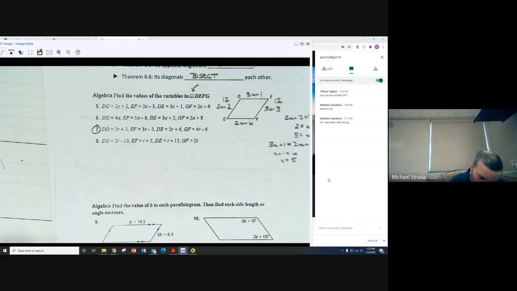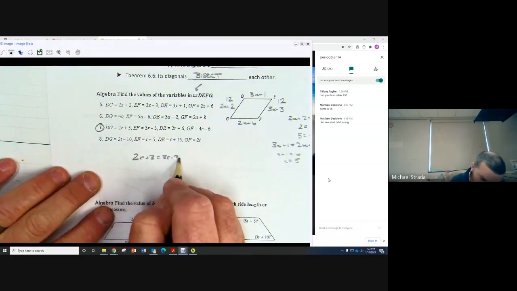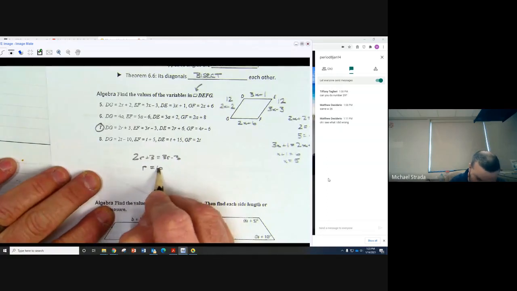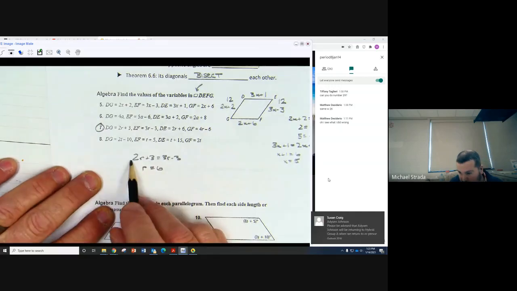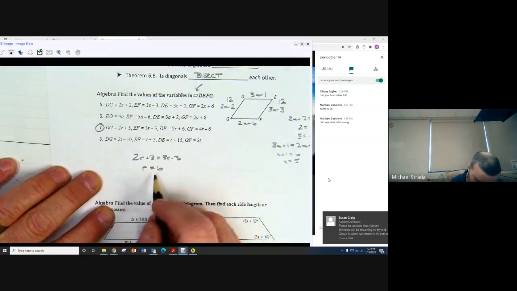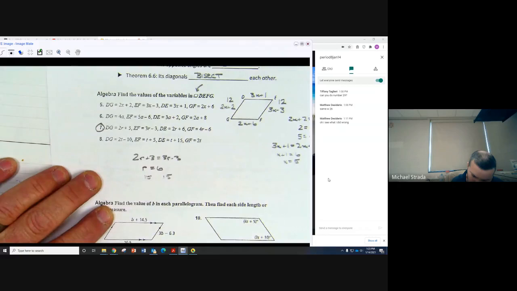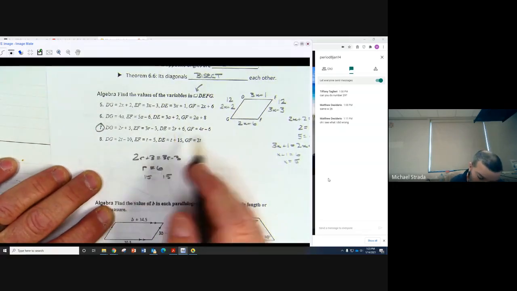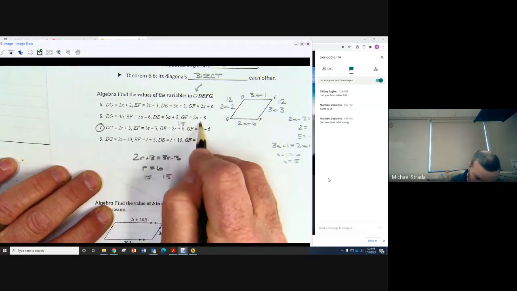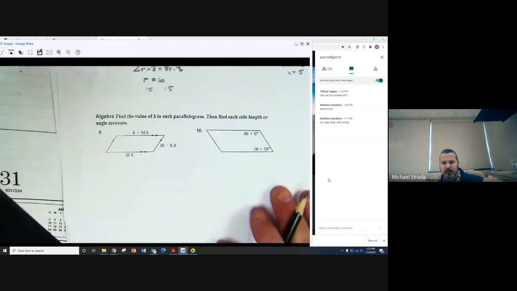All right, so 2r plus 3 equals 3r minus 3. R equals 6. All right, 6 times 2 is 12. 12 plus 3 is 15. 3 times 6 is 18. 18 minus 3 is 15. If you use those, you would get the same 6. And that would end up being 18 and 18 for both of those. All right, so with sides, make sure you match it up with the correct sides.